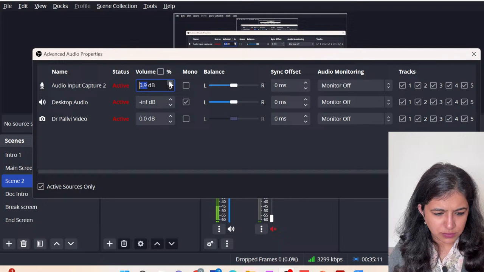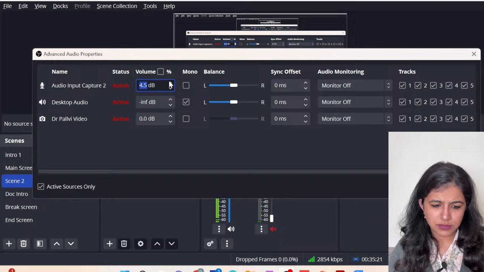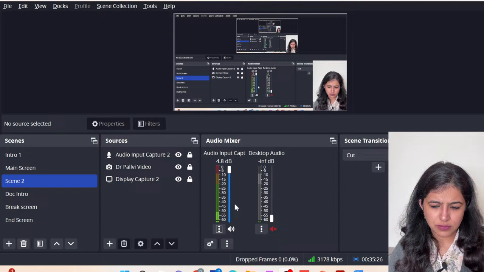Is there any issue with the sound? Is it all right now?